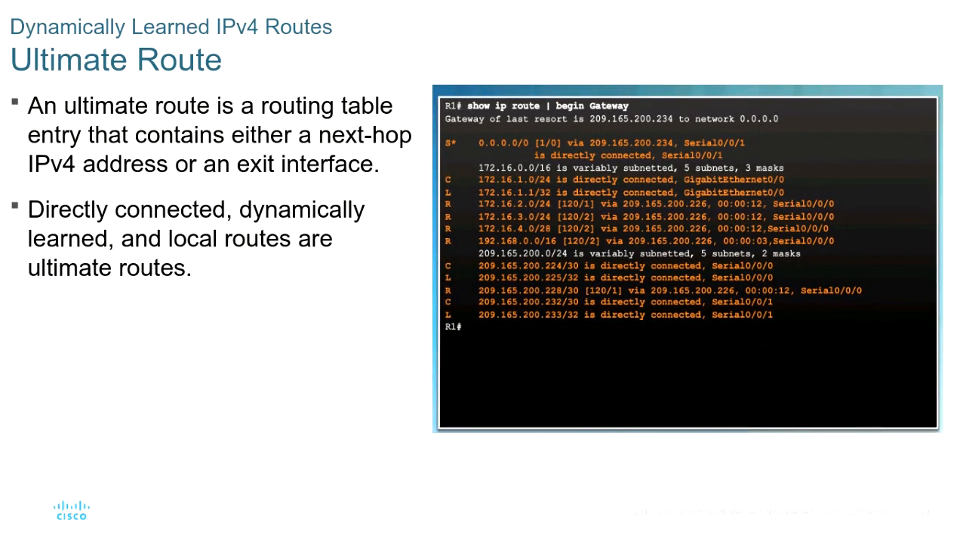So ultimate routes are routes that, they're probably a subnetted network, and they actually have the Ethernet port or the serial port that tells you how to get there. Directly connected routes are always ultimate routes. Local routes and dynamically learned routes are always ultimate routes.